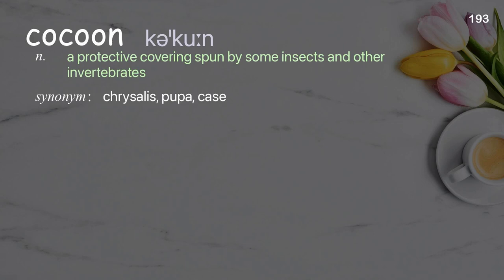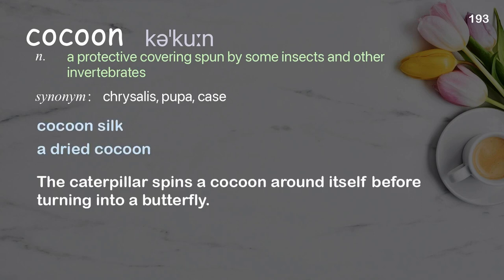Cocoon: a protective covering spun by some insects and other invertebrates. Examples: cocoon silk. A dried cocoon. The caterpillar spins a cocoon around itself before turning into a butterfly.